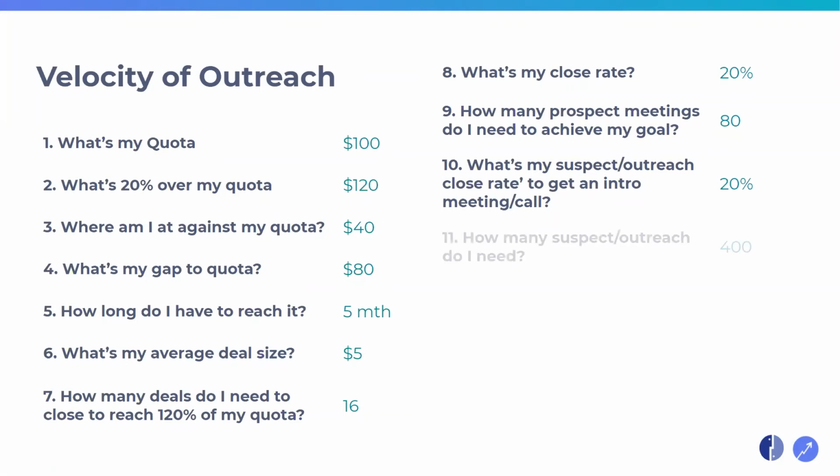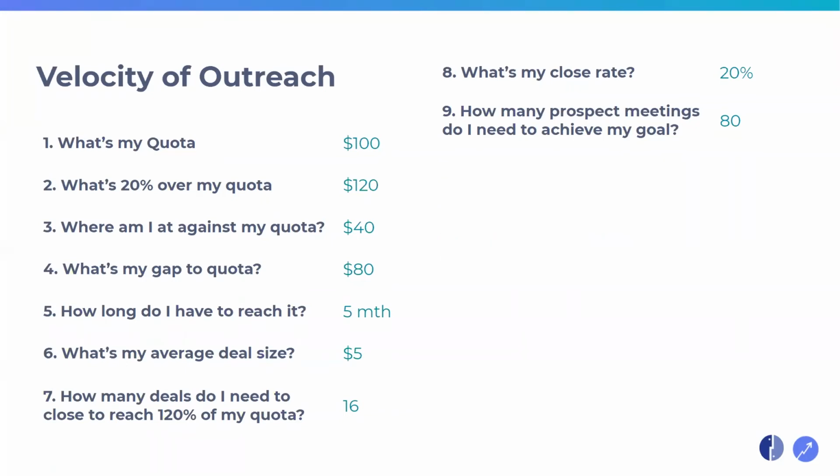So what does that mean? It means we have to have 400 initial outreaches, because 400 initial outreaches at a 20% rate gets us those 80 meetings we're desperate for, or we're at risk of not making 120% of our number.